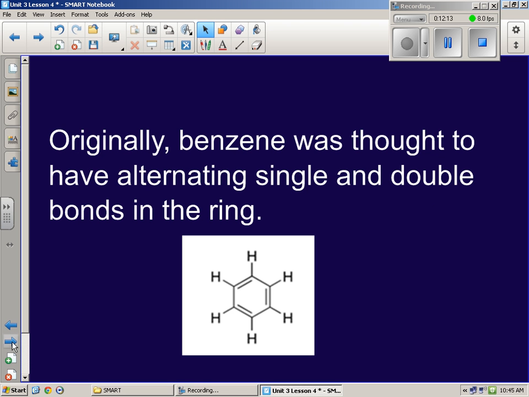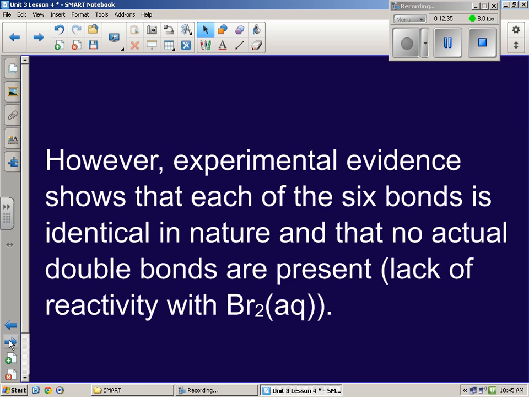Originally, benzene was thought to have alternating single and double bonds. So they originally thought it looked like this, where you'd have double, single, double, single, double, single, alternated. Then they did some tests with that benzene ring and found that all those bonds had the exact same length. They're identical in nature, and they didn't react with bromine, which is something we'll do a little bit later when we do these tests with single, double and triple bonds. That's part of the reactions coming up in this unit.